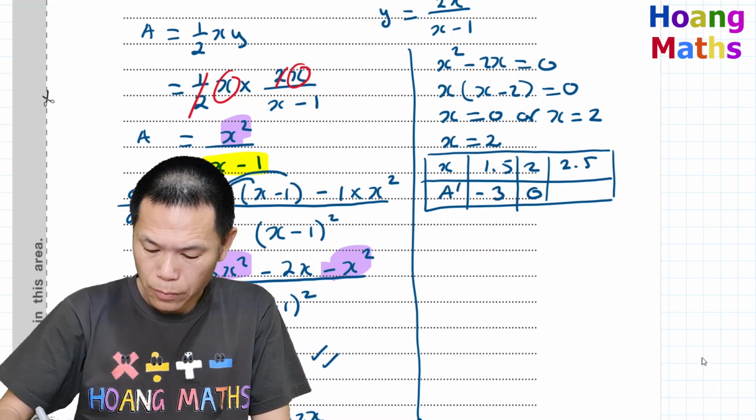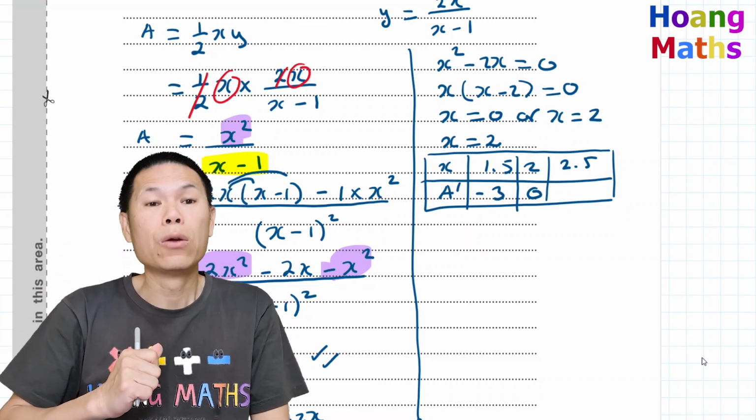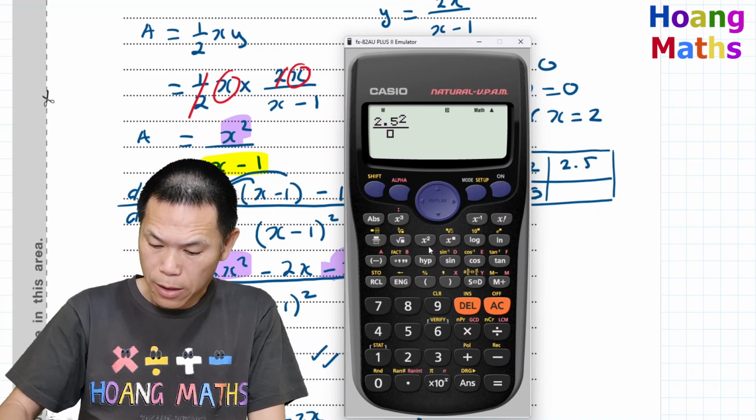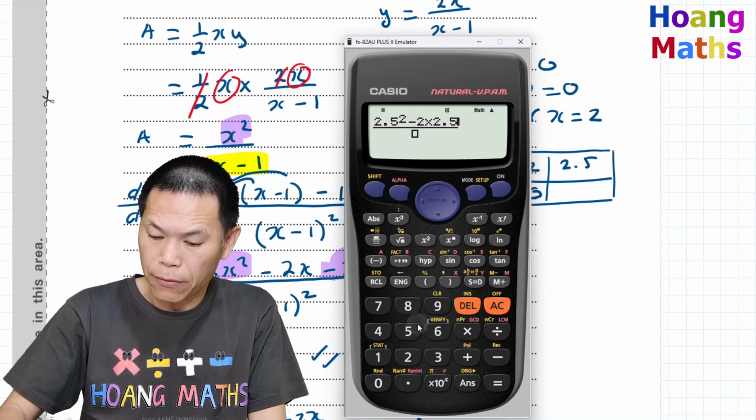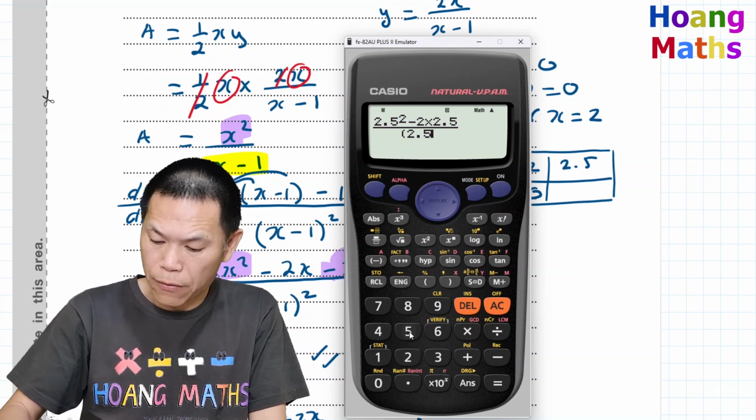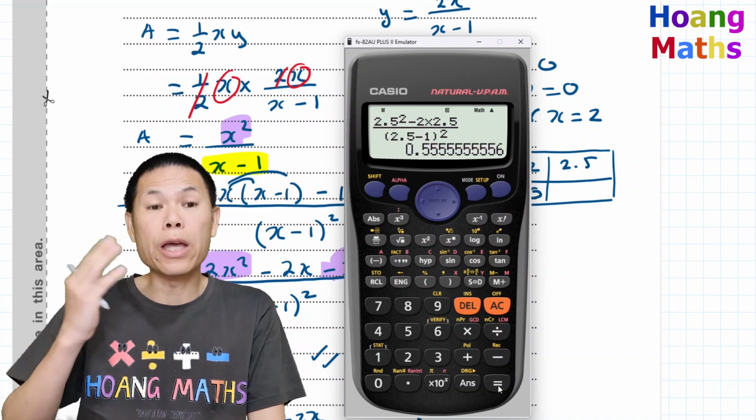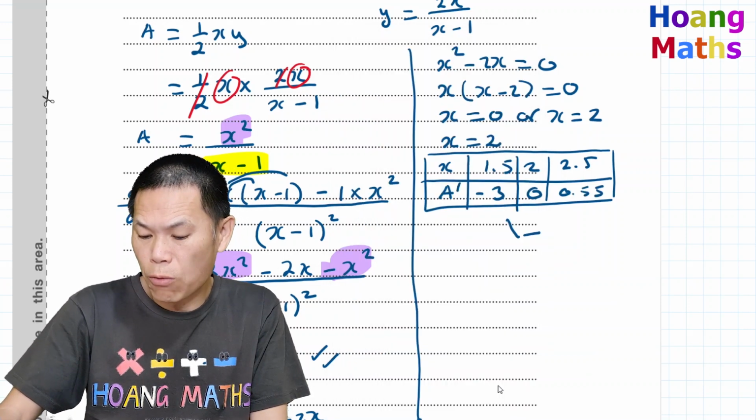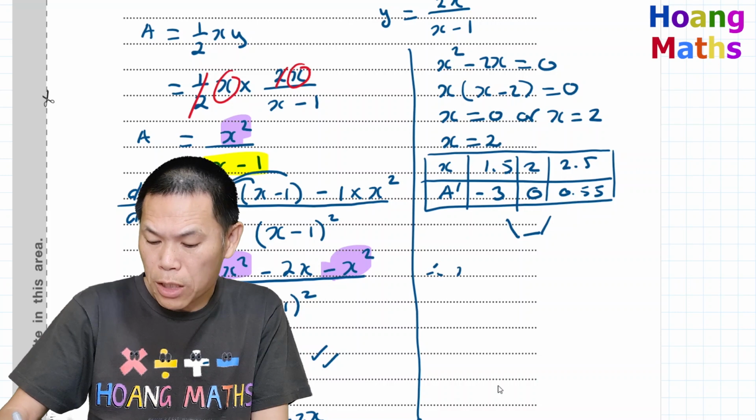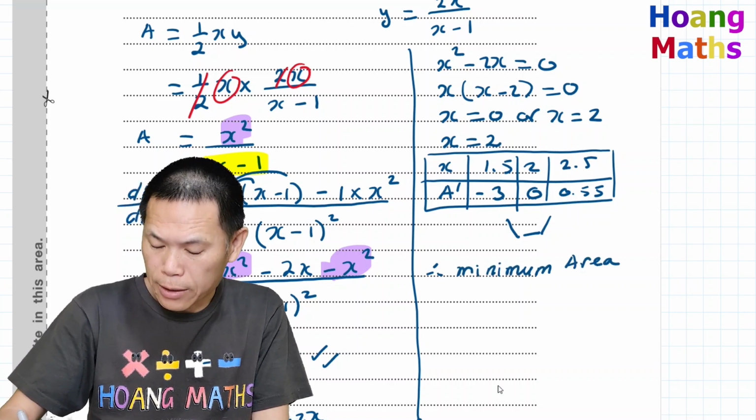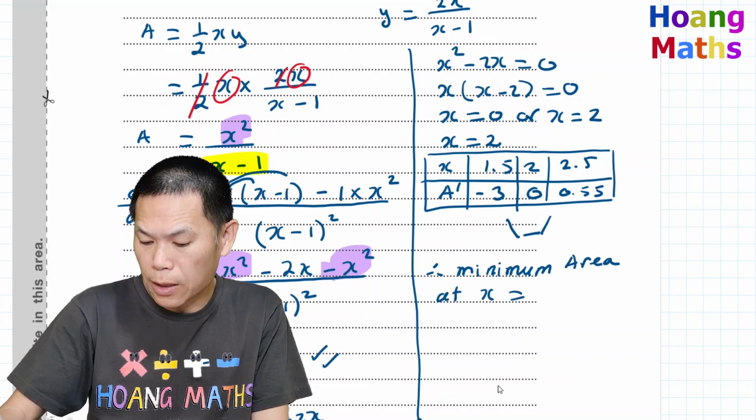So negative 3. And when x is equal to 2.5, I just go fractions, 2.5 squared minus 2 times 2.5, and then we go brackets, 2.5 minus 1, close bracket, squared. So there you go, 0.55. So we have negative, 0, positive. So therefore there is a minimum area at x equal to 2.